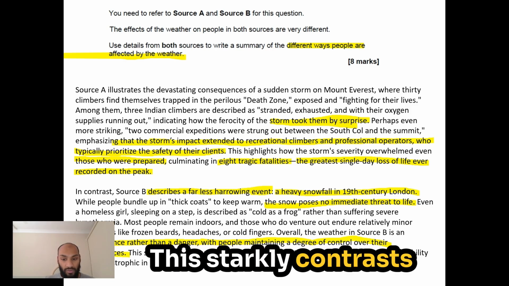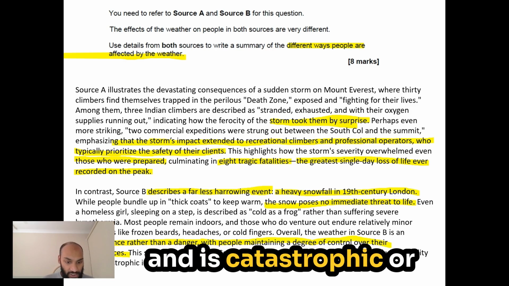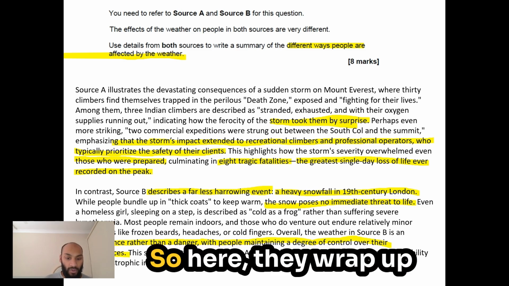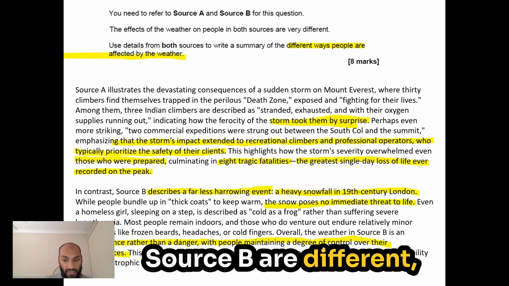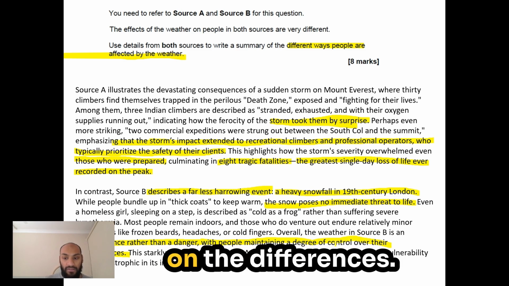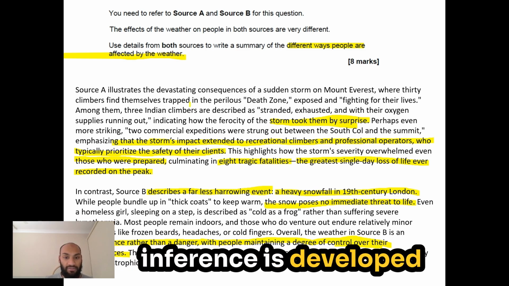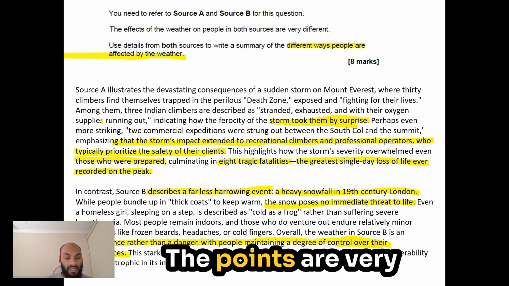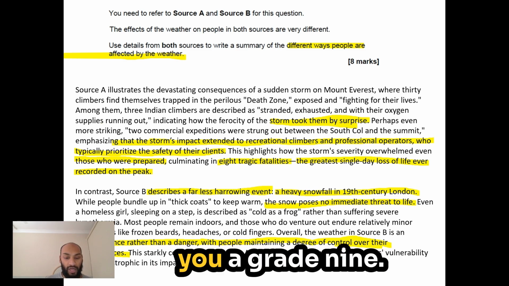This starkly contrasts with source A, where the storm reveals the climbers' vulnerability and is catastrophic in its impact. So here, they wrap up with a conclusion as to how source A and source B are different, and they elaborate on the differences. So what we see here is the inference is developed to a perceptive level. The quotes have been embedded. The points are very clear, very precise, and this will get you a grade 9.